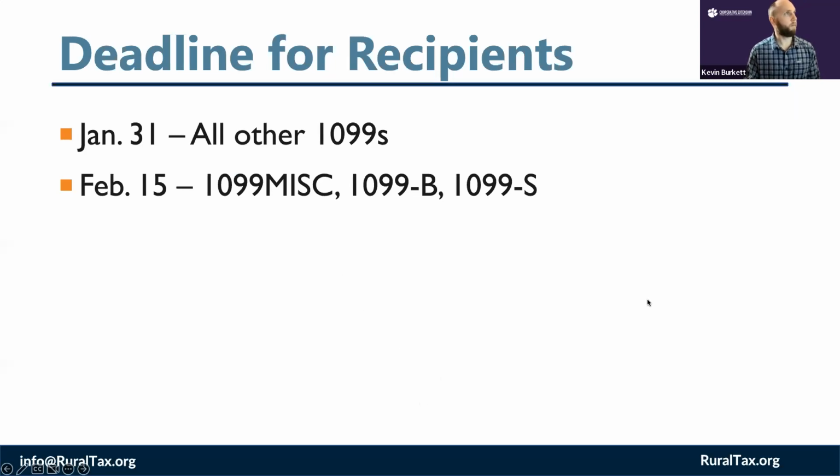And so we talked about the different copies. The deadline for the recipients, if it's a 1099-MISC, 1099-B, or 1099-S, which we haven't really touched on, is February 15th to the recipient. But all other 1099s are due by the end of January. So if you just wanted to make a blanket rule, you could say we have to get any 1099s out to recipients by the end of January, if you don't want to keep up with the differences there.